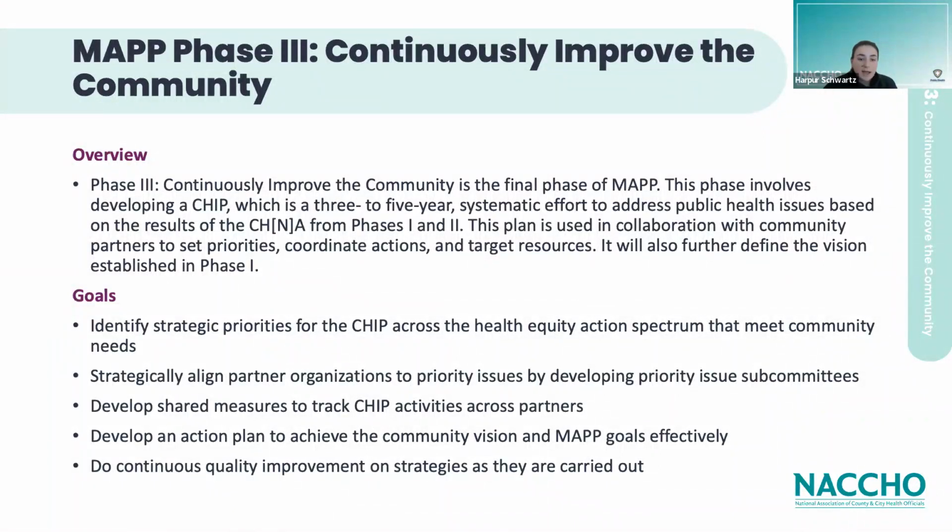So the goals of this phase are to identify strategic priorities for CHIP across the health equity action spectrum that meet community needs, strategically align partner organizations to priority issues by developing priority issue subcommittees, develop shared measures to track CHIP activities across partners, develop an action plan to achieve the community vision and map those goals effectively, and do continuous quality improvement on strategies as they are carried out. And I am now going to turn things back over to Anna to wrap up this portion of today's call.